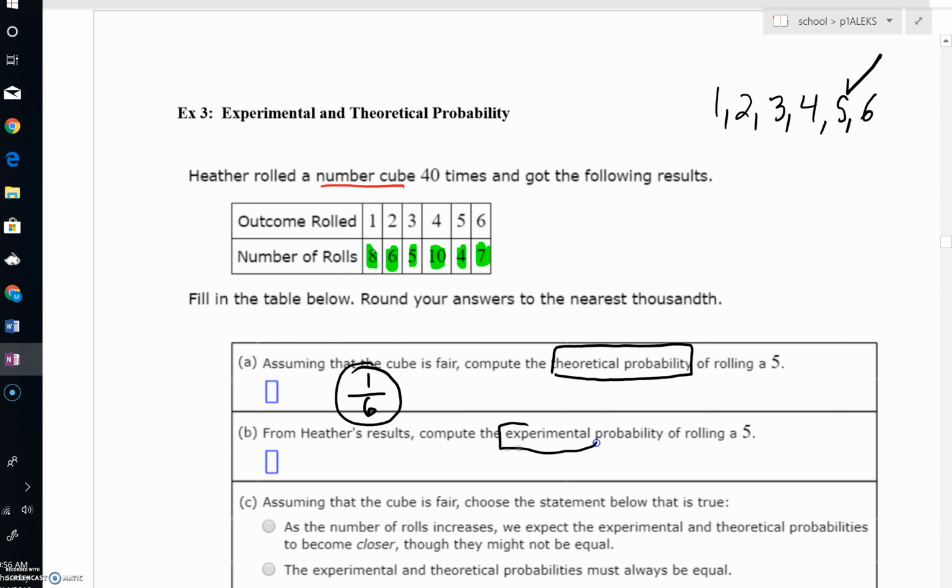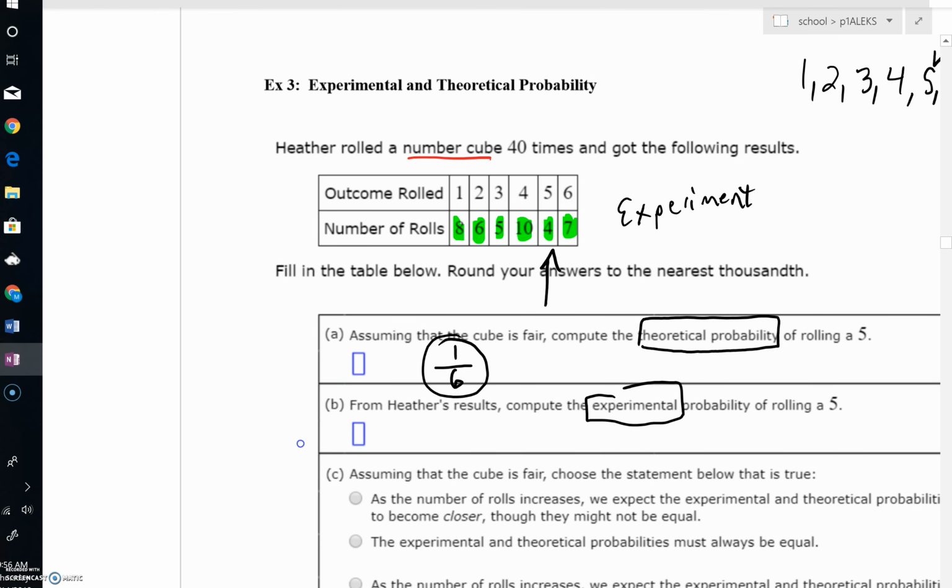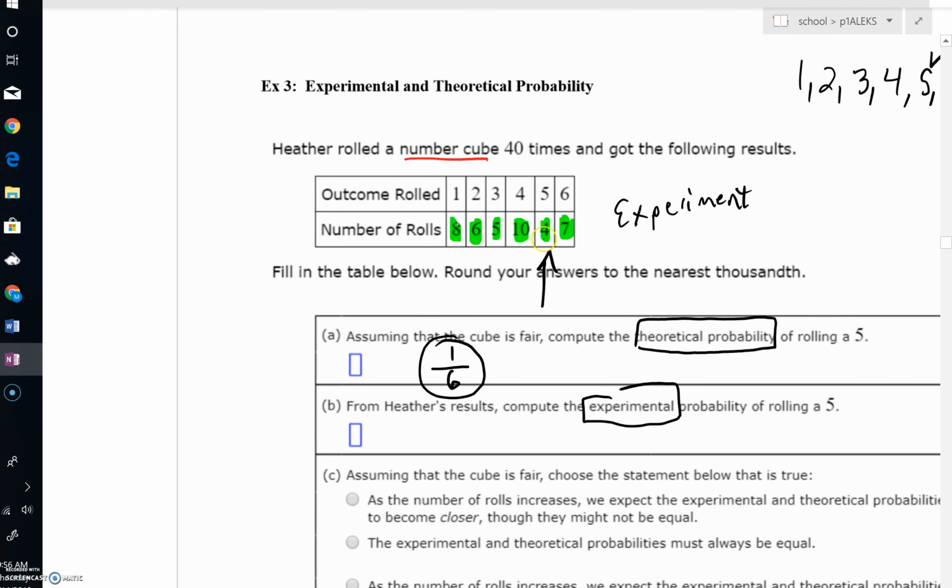But now we're going to deal with this experiment right here. This is where Heather, this young lady, was rolling a 5 and it showed up, you could see, 4 times out of 40 trials. So she rolled that cube, that die, 40 times. 4 of those times, it was the number 5. So we're looking right here. We can reduce that. We can divide by 4, and we'd get 1/10.